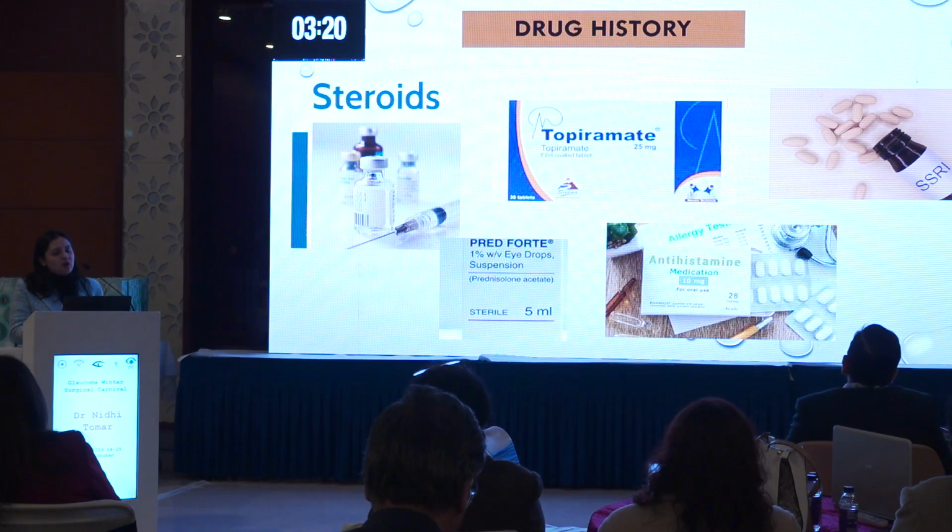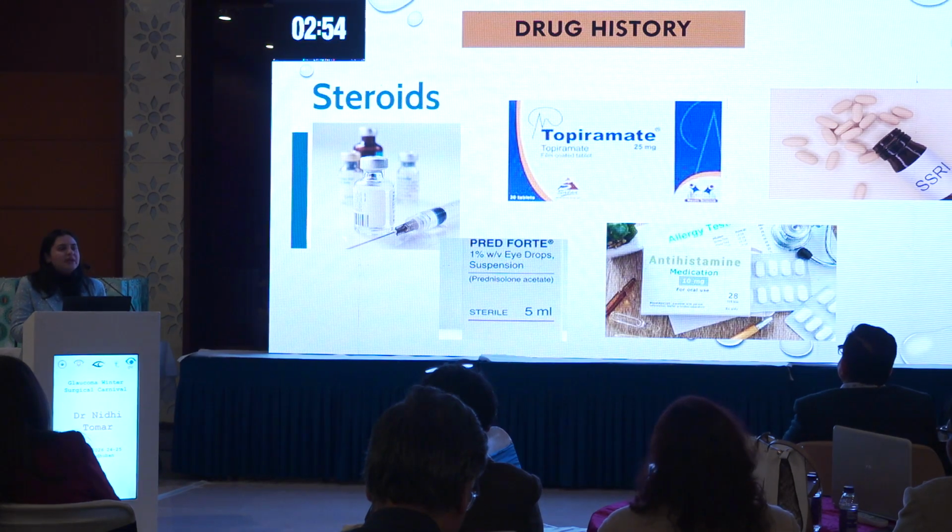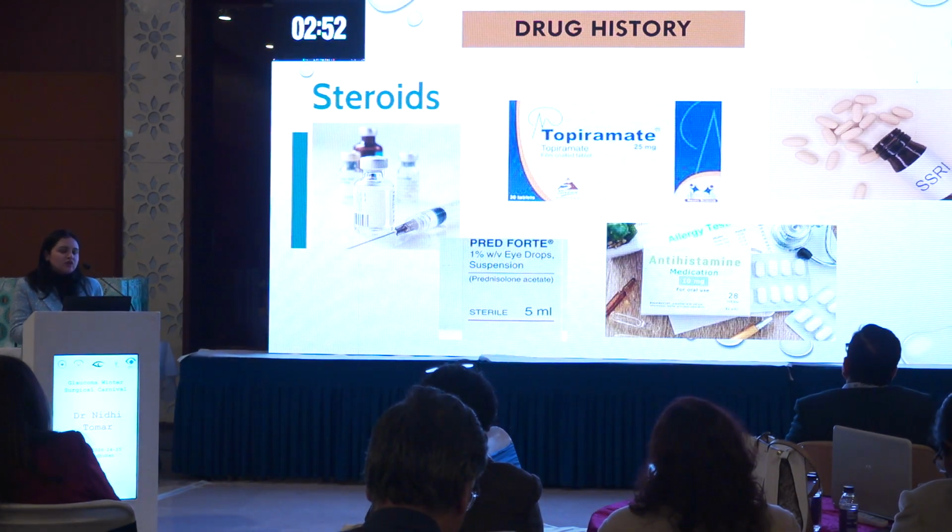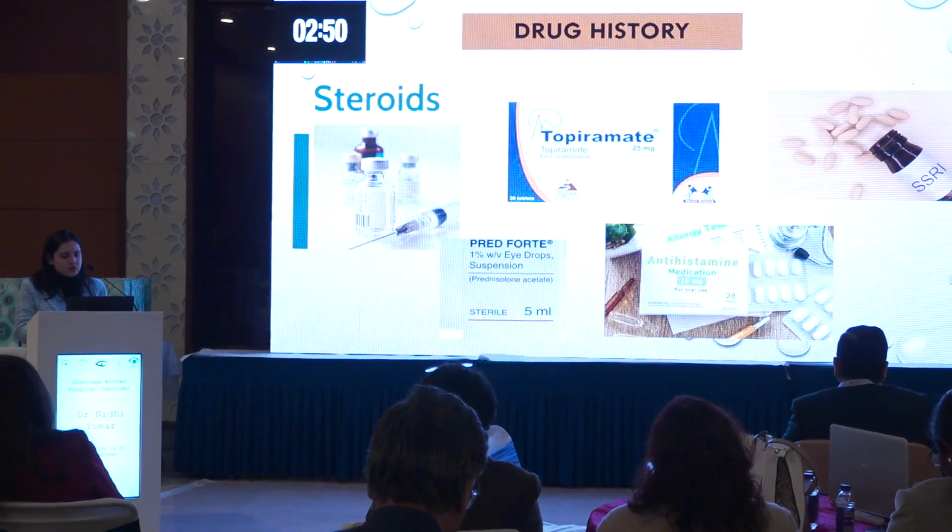Steroids in any form, topical, oral, anything they are using, we have to ask them. History of topiramate, we have to ask. SSRIs, selective serotonin reuptake inhibitors, we have to ask, and antihistamines. Also, sulfa drug history is very important. Sometimes a patient taking Diamox can land up and come as an angle closure patient. It's not that we are giving Diamox for any cure, like for medical IOP reduction, but the patient presents to us in angle closure. So we should ask the history of all the sulfa drugs also.